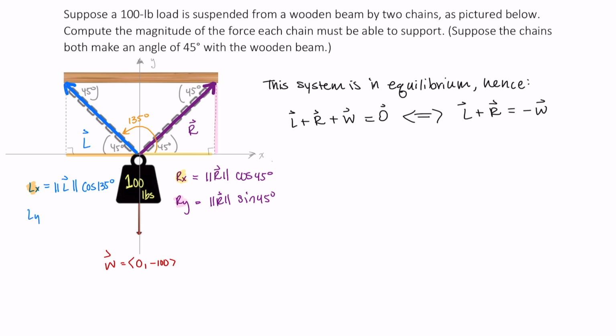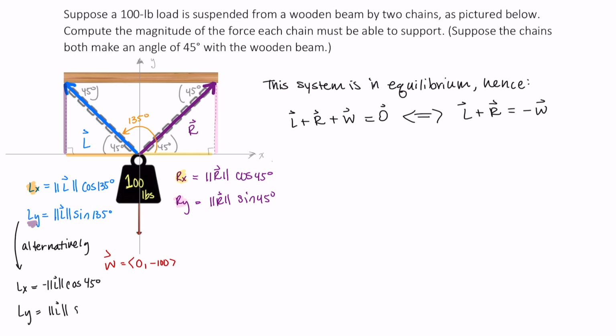So now what about the y component of this L vector? That L component, excuse me, the y component of the L vector is the magnitude of L times sine of 135 degrees. And again, as I mentioned, alternatively, we could have written these as Lx equals negative the magnitude of L times cosine of 45 degrees, and Ly as the magnitude of L times sine of 45 degrees. Well, now that we have all of these components, we can finally set this up here.